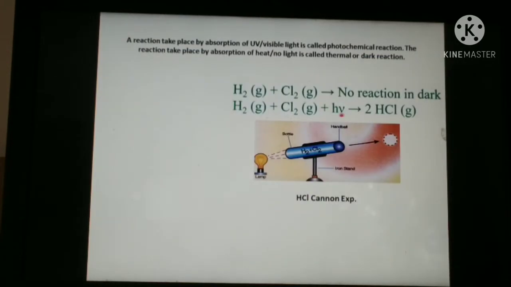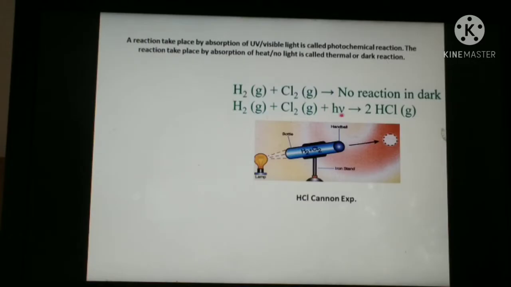One of the famous examples of a photochemical reaction is the HCl cannon. A reaction which takes place by absorption of UV visible light is called a photochemical reaction. This is the simplest definition. The reaction which takes place by absorption of heat, where no light energy is required, is called a thermal or dark reaction.